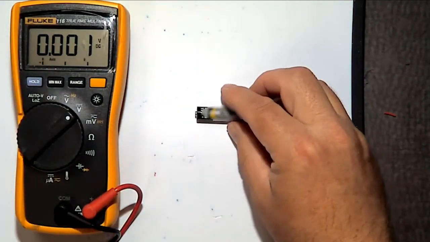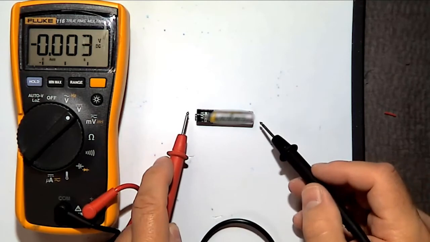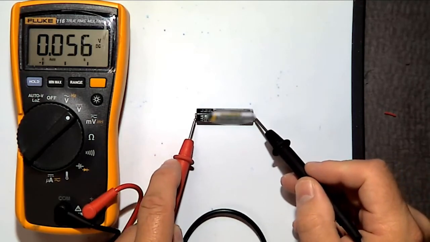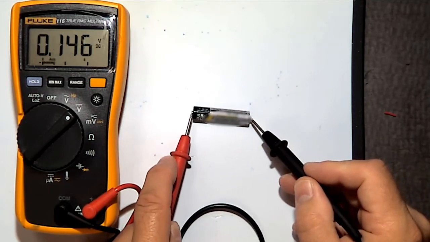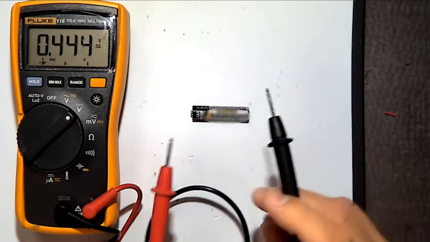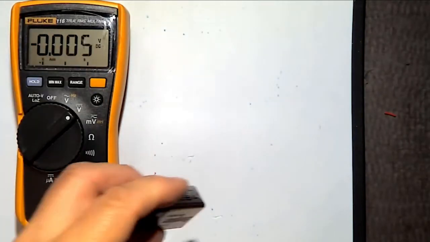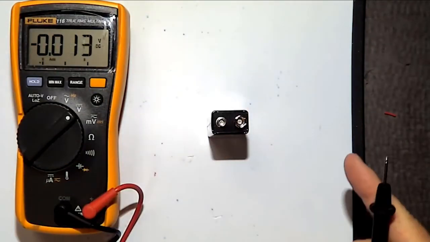What about a AAA? It's got a button on it too. You can see the positive side label. This should read roughly 1.5 volts also, assuming the battery is good. And that's the other thing you can do. I know a lot of people have a drawer full of batteries. You can certainly use your multimeter to determine which ones are bad and which ones are good.